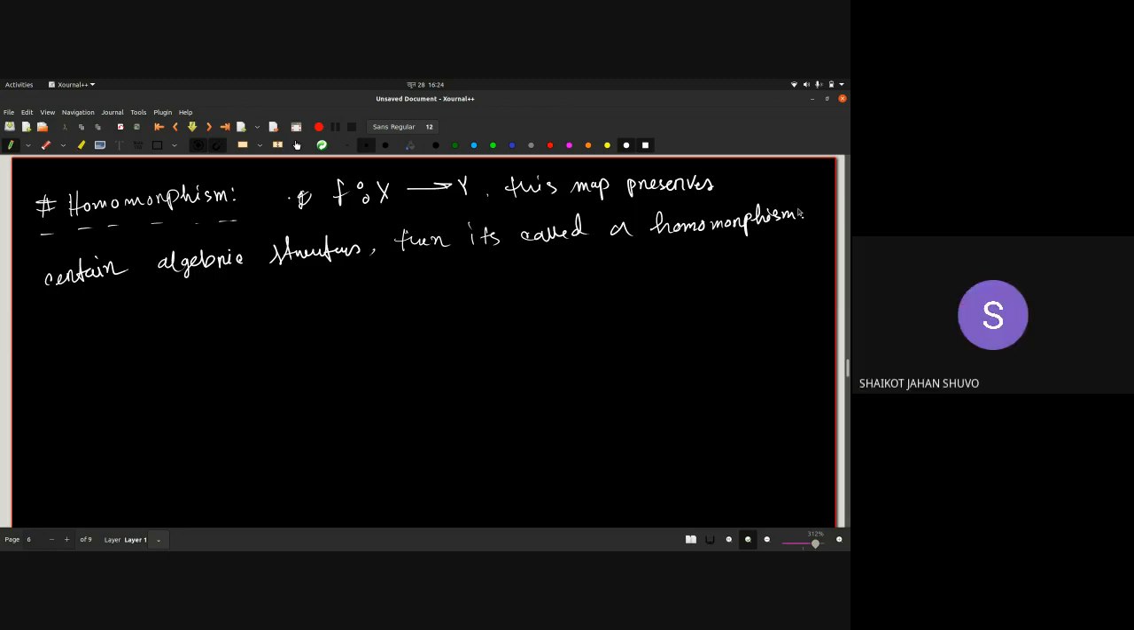Different. Homeomorphism is another thing. It's homomorphism, right? It's not homeomorphism. Homeomorphism is a completely different thing.